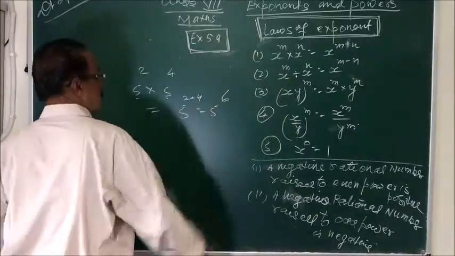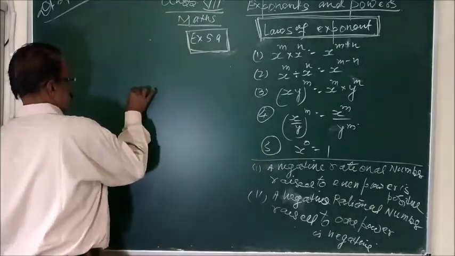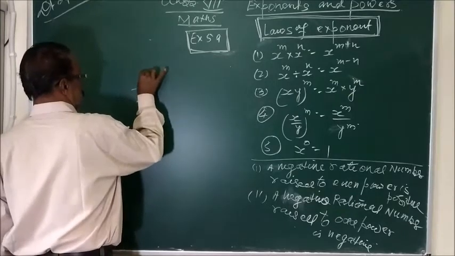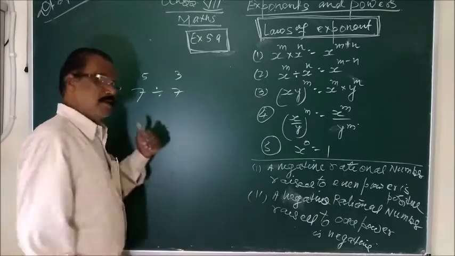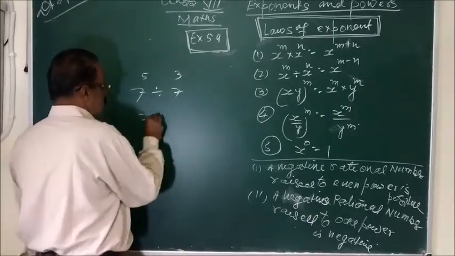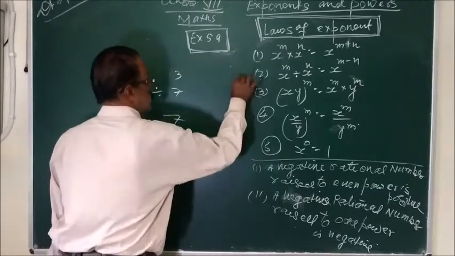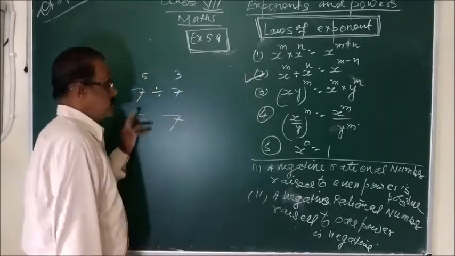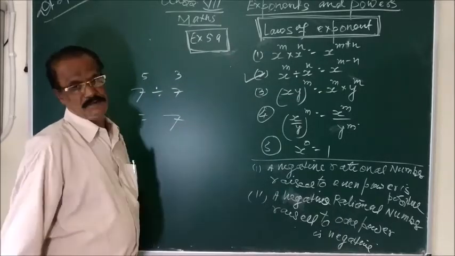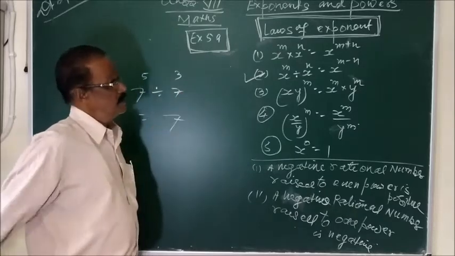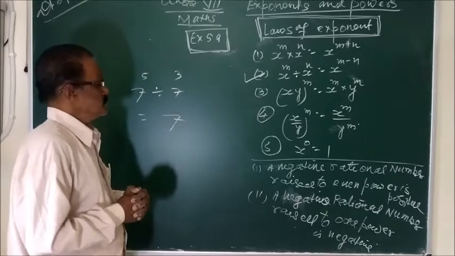Now we see rule number 2, x power m divide x power n. Suppose 7 power 5 divide 7 power 3. How will you find the value? Now you see 7, this is the base, and rule number 2 you will use because bases are same. The bases should be equal, then you will use this rule. Bases equal होना चाहिए, तभी इस रूल को हम फॉलो कर सकते हैं। समझ में आ रहा है?